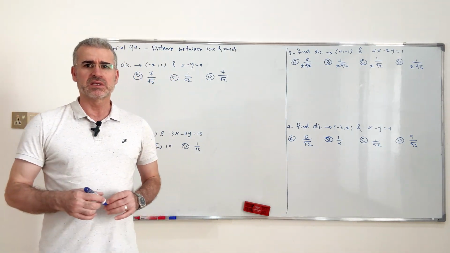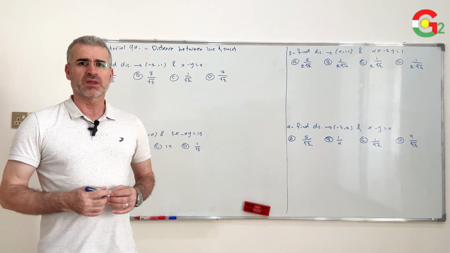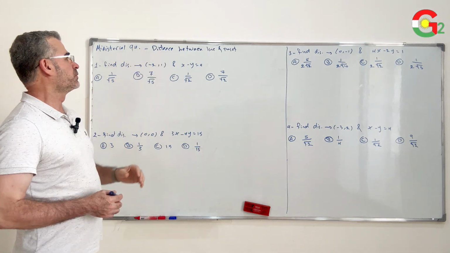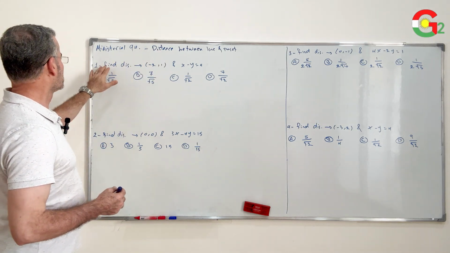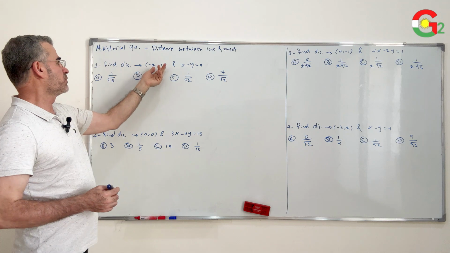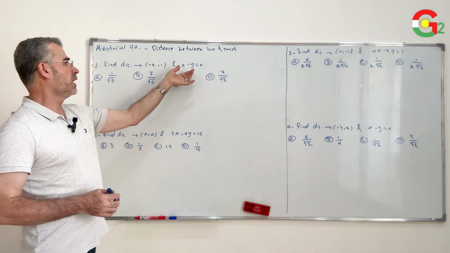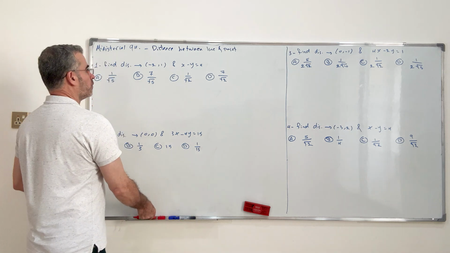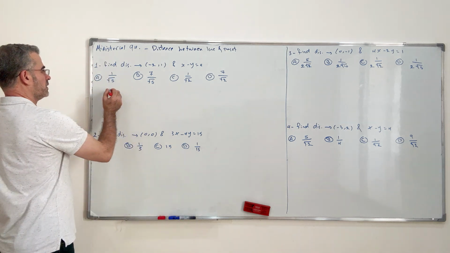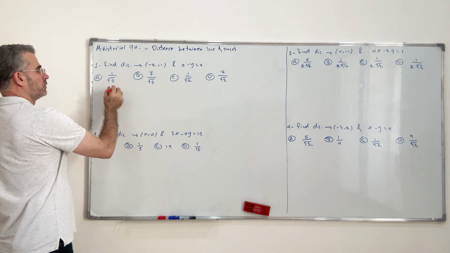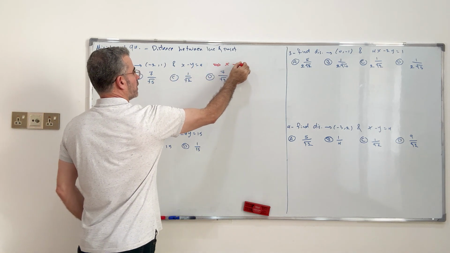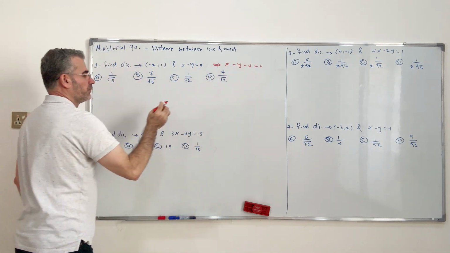I'll complete this lesson by solving the multiple-choice questions on the topic of distance between a line and a point. Question number 1: find the distance between the point (negative 2, 1) and the line x minus y equals 4. Rewrite the equation in general form. It will be x minus y minus 4 equals 0.